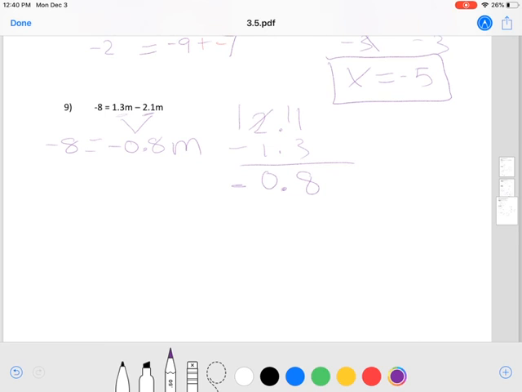All right, so now I undid, actually I didn't undo anything, I just combined. And so now that I have combined, I can undo my operation to solve. So negative 0.8m is multiplication, so I'm going to go ahead and divide both sides by negative 0.8. So these 0.8 are going to cancel out, so I'm going to be left with negative 8 divided by negative 0.8 equals m.